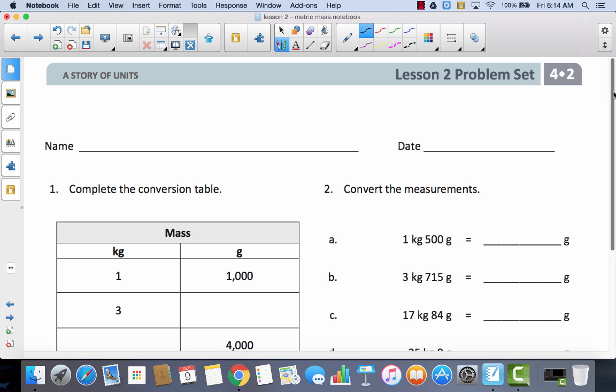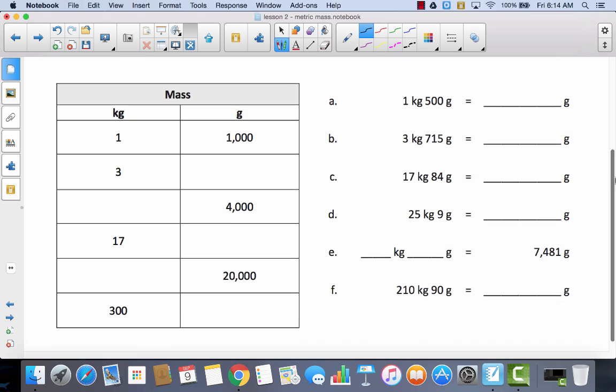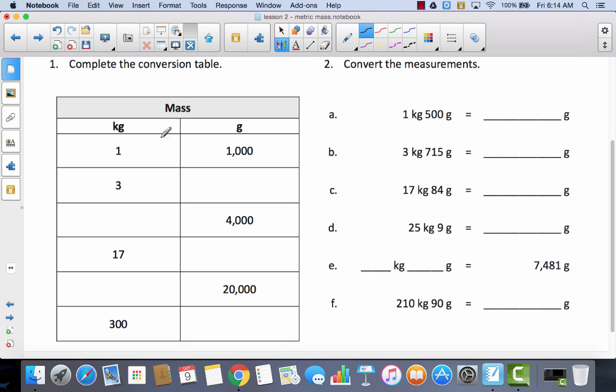The directions say, complete the conversion table. I'd like for you to go ahead and try to do all of this conversion table by yourself. If you completed the Zern lesson, then you will have had plenty of practice with this, and you should be able to do this all by yourself. But if you get stuck, press play and I'll help you.